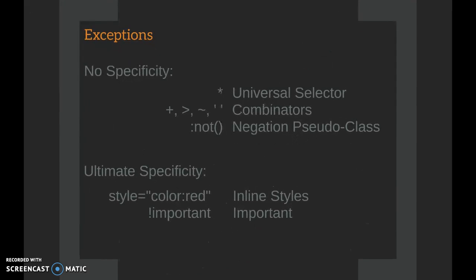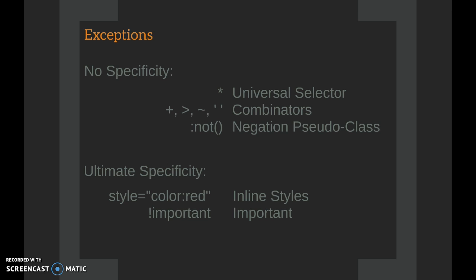Now, we have some exceptions to the rules. The universal selector, combinators, and the negation pseudoclass. They have no effect on specificity. However, the selectors declared inside the negation pseudoclass do have specificity. Inline styles added to an element will always overwrite any styles in an external style sheet, and thus can be thought of as having the highest specificity.